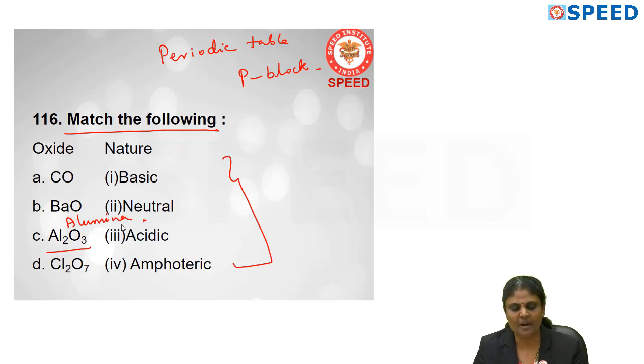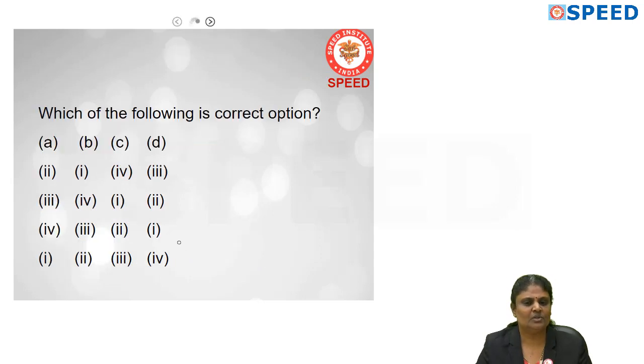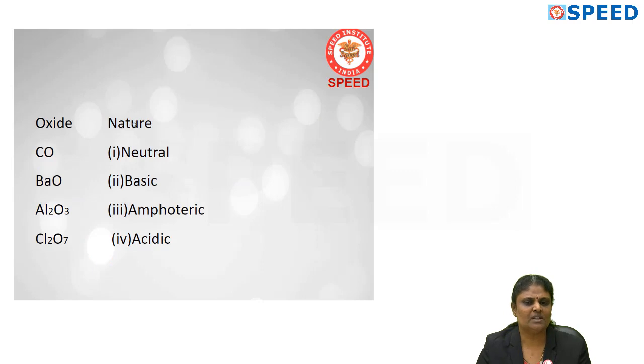These are binary compounds, and the options are given here. I think the second option is the correct one. On oxide and nature, CO is neutral, barium oxide is basic, and alumina is amphoteric in nature. Cl2O7 is purely acidic. Amphoteric is both basic and acidic, neutral is neither, and basic is purely basic.